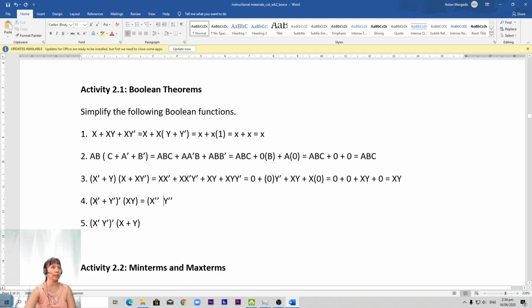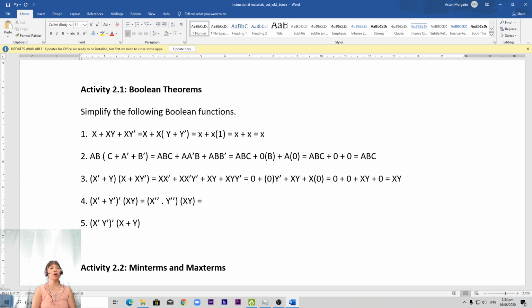But again, in De Morgan's principle, you have to change the operator from plus to dot. Okay, so that's how it is. So it becomes x double prime times y double prime, then multiplied by xy.